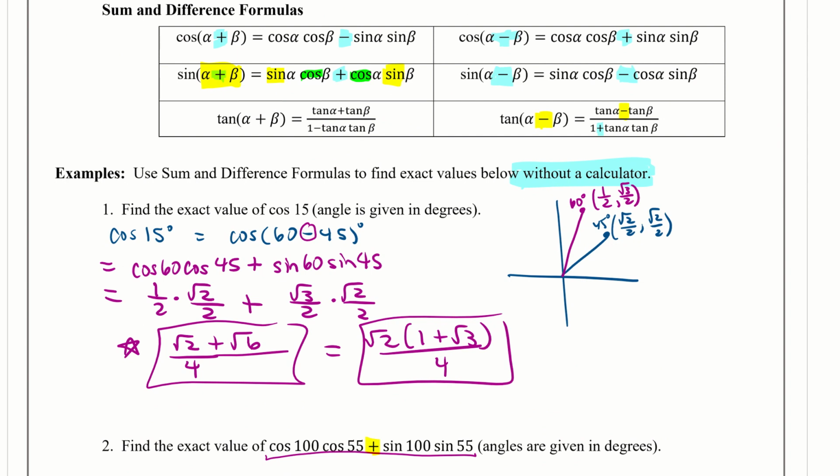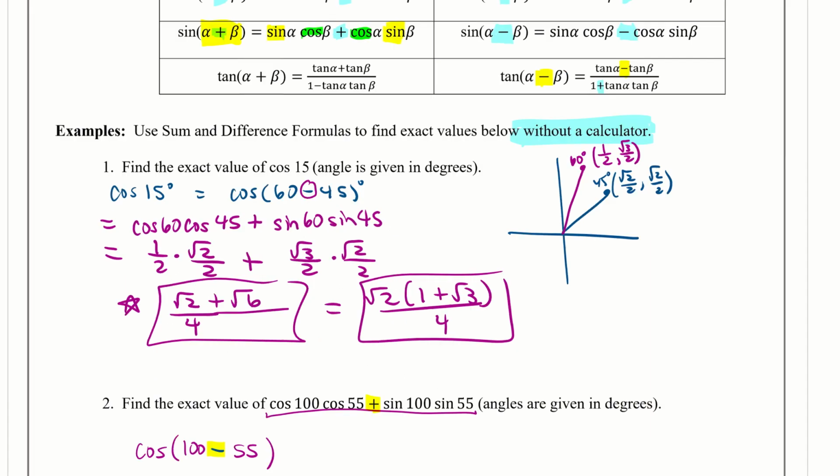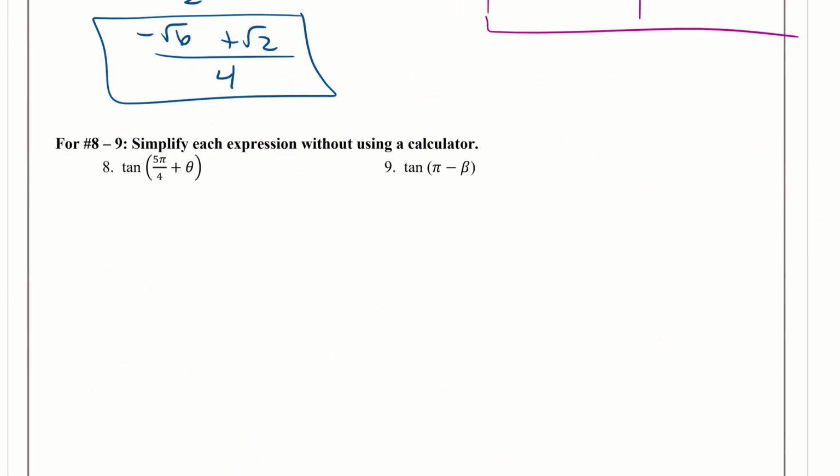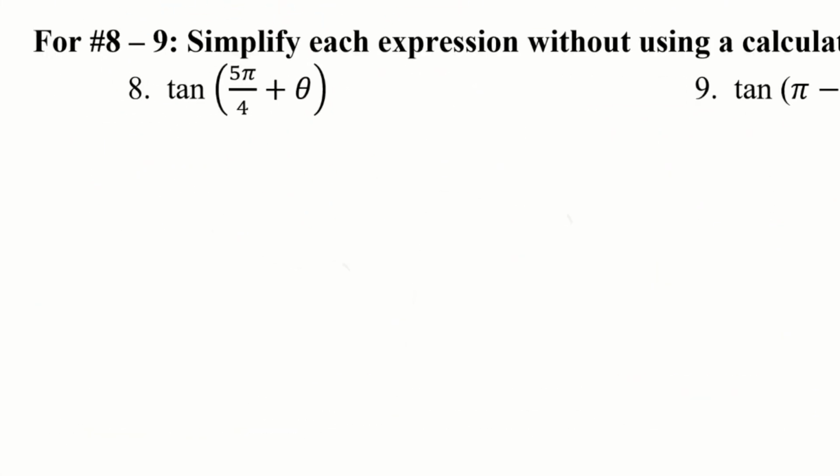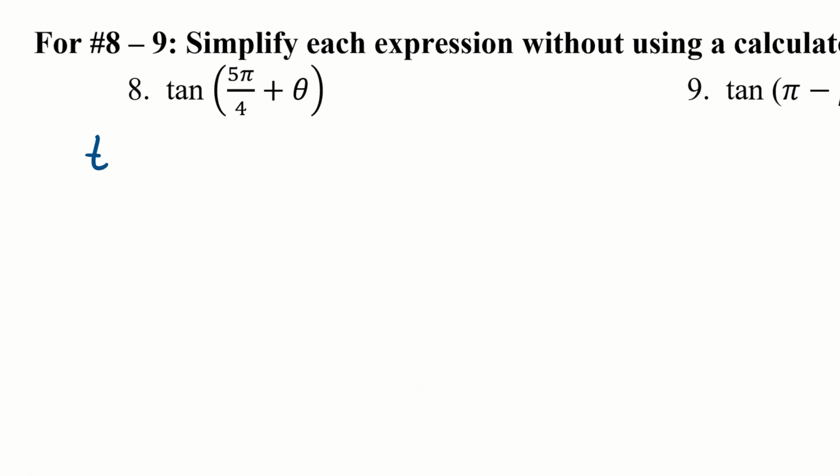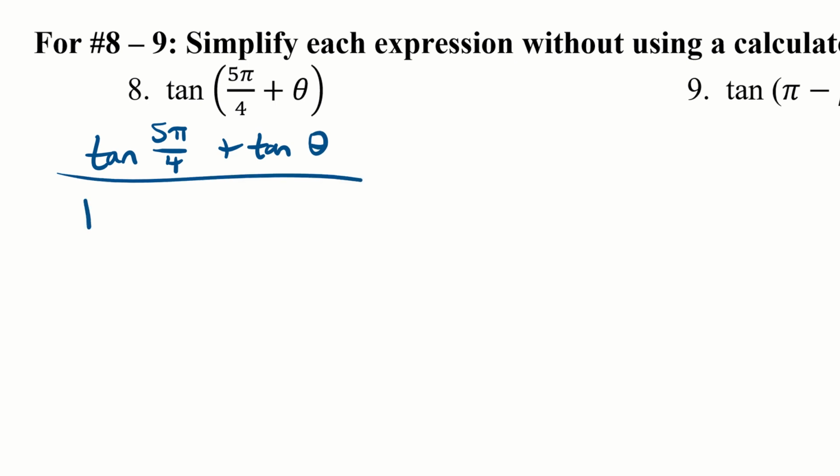So the sum becomes a difference in the denominator, and then we're going to multiply the tangent of each of those angles individually. So this would become the tangent of 5π/4 plus the tangent of theta over 1, and then the addition becomes a subtraction. 1 times the tangent of 5π/4 times the tangent of theta.